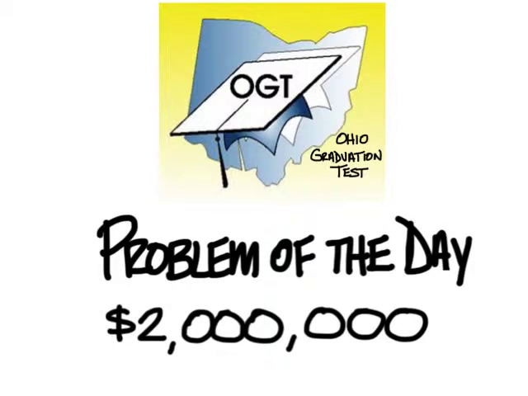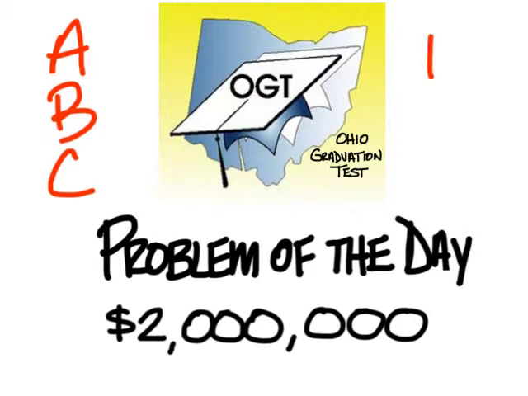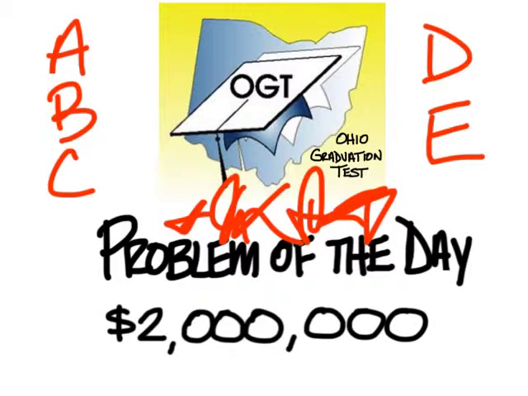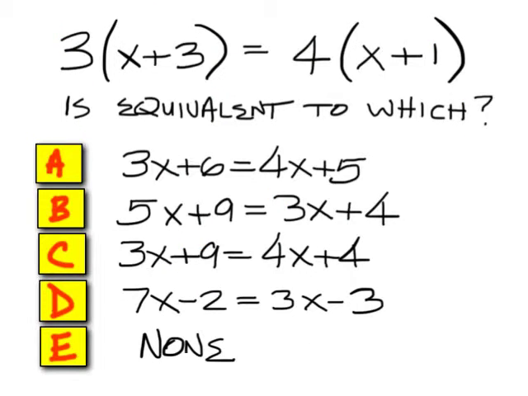Next is the Ohio Graduation Test practice problem of the day. It is worth $2 million, open to everybody. You drop it off on the table and walk away. Choose either A, B, C, D, or E and write them accordingly like I have them on the screen. None of this A, B, C, D, and E stuff like that can't be read clearly. Here we go.